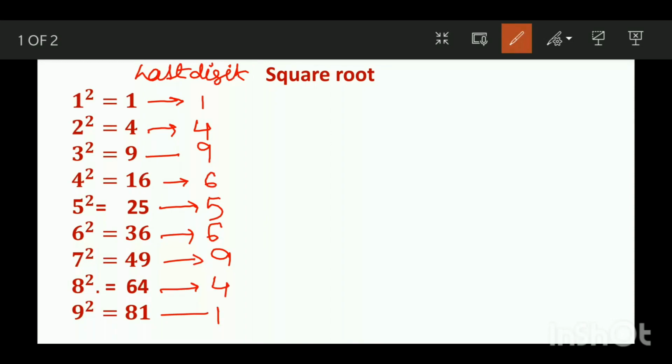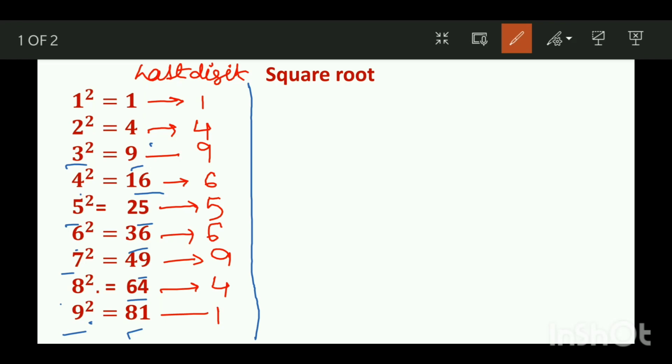So square roots. For the square root trick, you should know the squares from 1 to 9. 1 square is 1, 2 square is 4, 3 square is 9, 4 square is 16, 5 square is 25, 6 square is 36, 7 square is 49, 8 square is 64 and 9 square is 81. Okay, and we can see here the last digits of these squares. I have written them in this column. Okay, and how we will use this I will tell you in the trick.